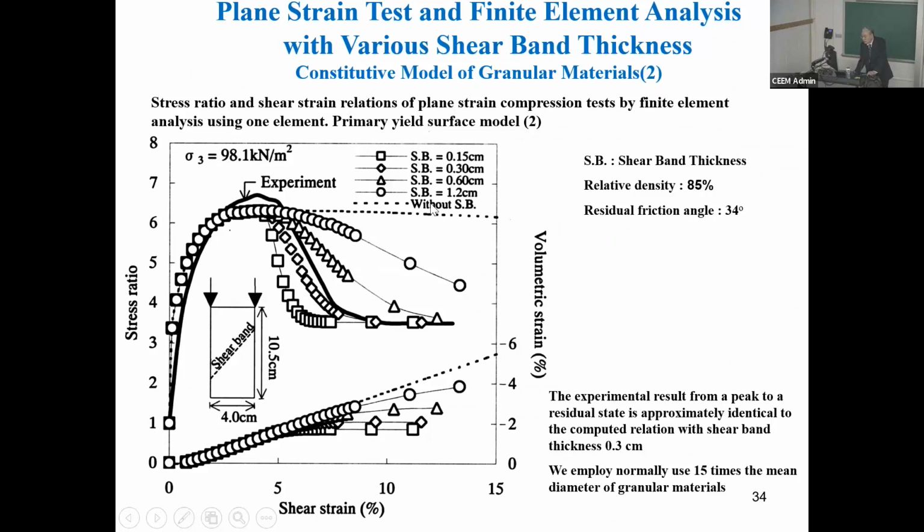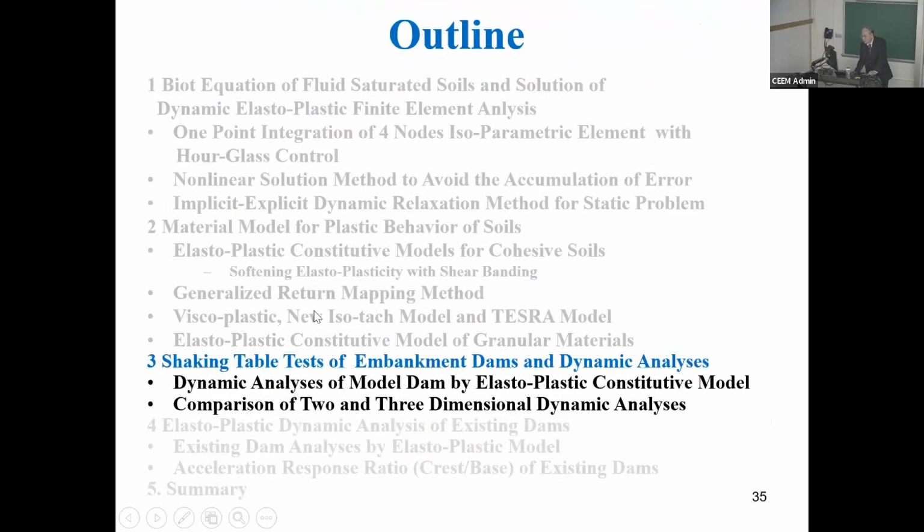So SD, the shear band width. This one without shear band is elemental. All of which is elemental within shear band. So anyway, just without the shear band. And this one, 1.2 centimeter. This one, 0.6. And this one, 0.3, 0.15.